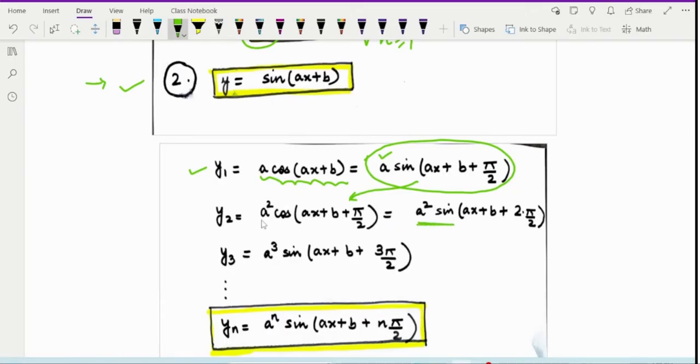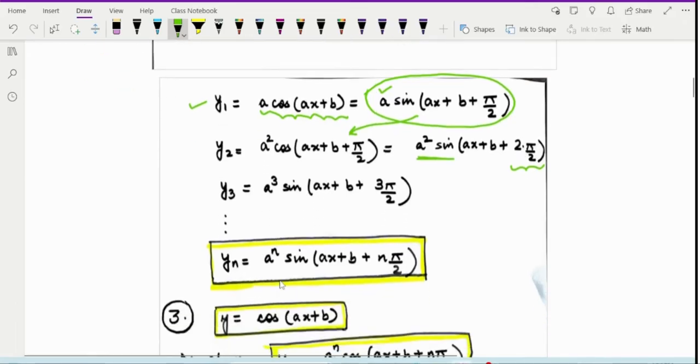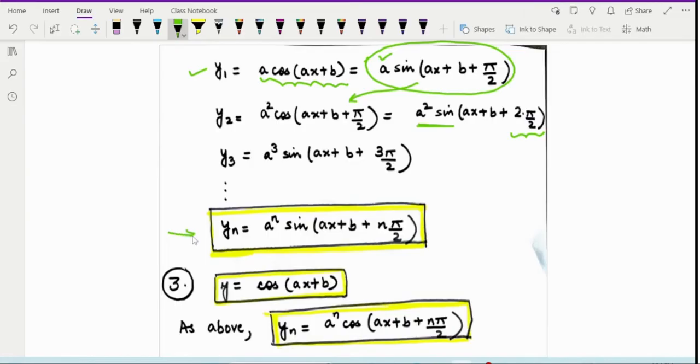So it's again rewritten as a square sine of ax plus b plus pi by 2 plus another pi by 2, which I have written as 2 pi by 2 to observe a pattern that every step is getting an additional pi by 2. So the nth step is going to have n pi by 2 in the argument, and this is how we can generalize the nth order derivative of sine ax plus b. It's nothing but a to power n sine ax plus b plus n pi by 2. This is true for every natural number n.